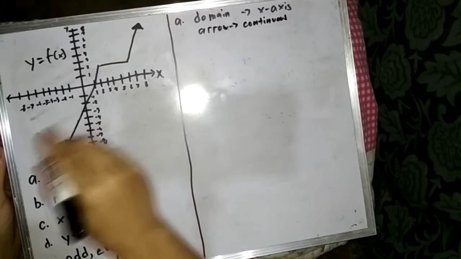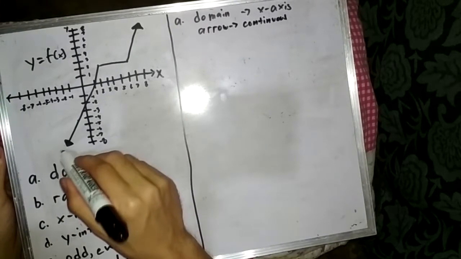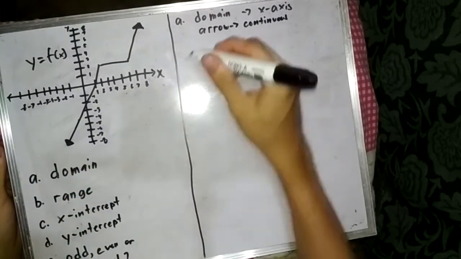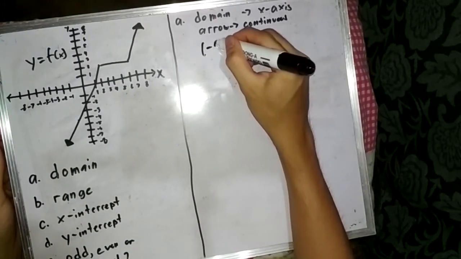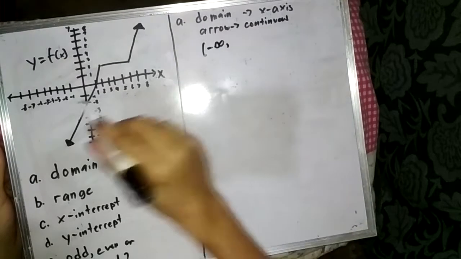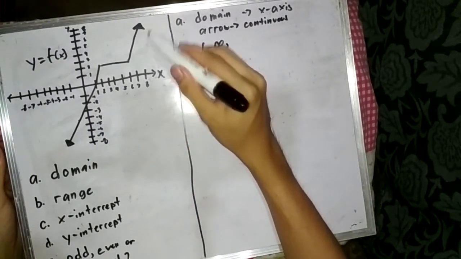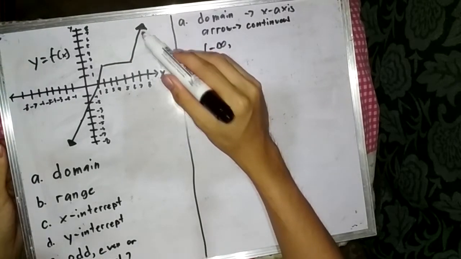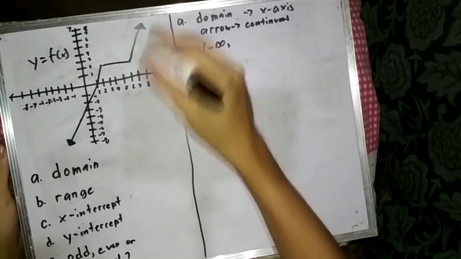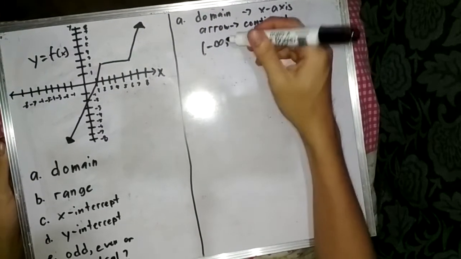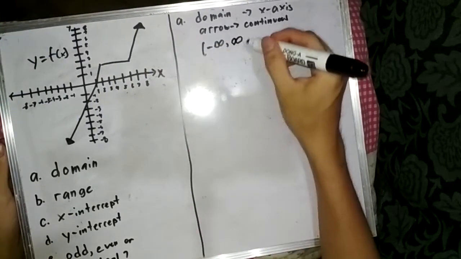Since the negative part of the x-axis is marked with an arrow at the left portion, this is negative infinity. But if we look at the positive side of the x-axis, this is also marked with an arrow. There's no endpoint here, so that would be positive infinity. You cannot determine where it will end.